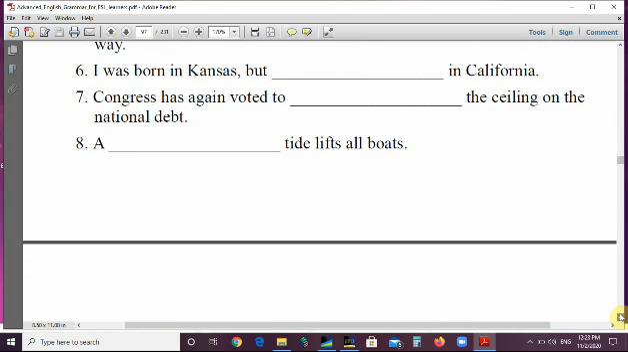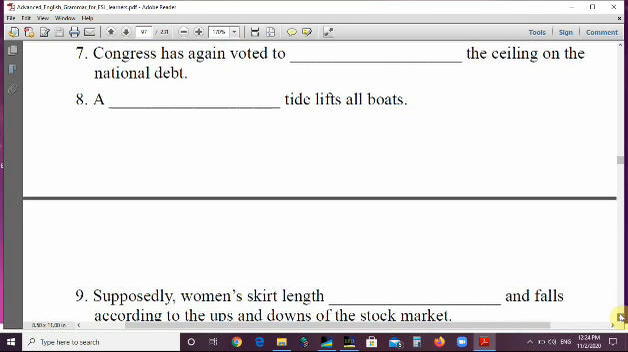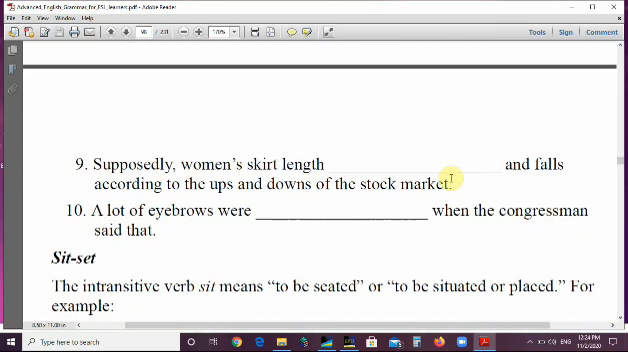Number 7, Congress has again voted to raise the ceiling on the national debt. Raise what? The ceiling. Number 8, a tide lifts all boats. A rising tide, because we don't have an object here. Number 9, here we have skirt length and falls. So it rises and falls, rises and falls. Number 10, a lot of eyebrows were raised when the congressman said that.